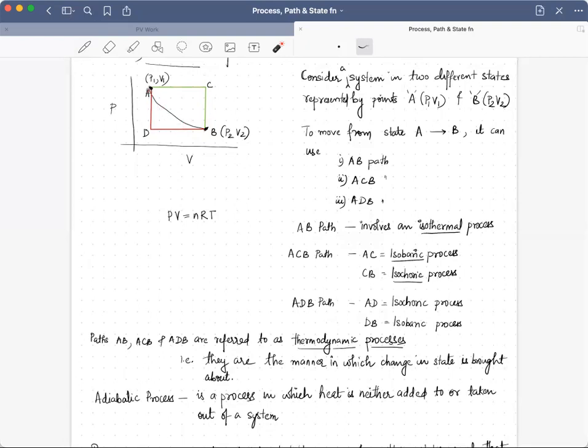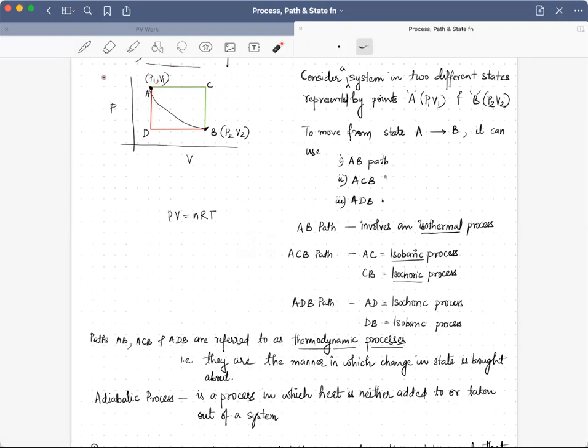However, this is a hypothetical situation. If the change in state from A to B happens at a very slow pace, such that there is very much equilibrium between the system and the surroundings, even if there is a change in the equilibrium, that would be very small. You can imagine it's something like that.